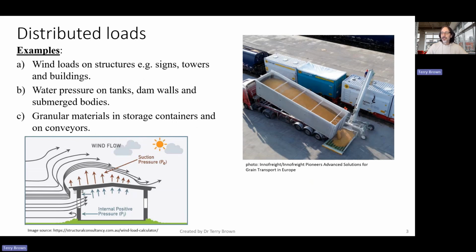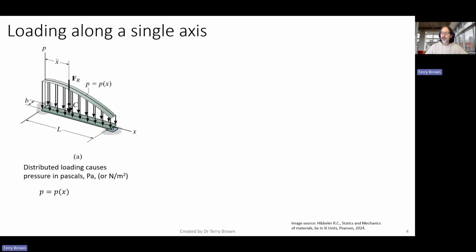In all of these cases, it's often convenient, in analysing the structure that's designed to withstand these loads, to reduce the loading to just a single force and its location. Similar to what we did before with simplifying multiple forces and moments into a single force, we can do that with distributed loads. Starting off with a semi-general case of a pressure loading.